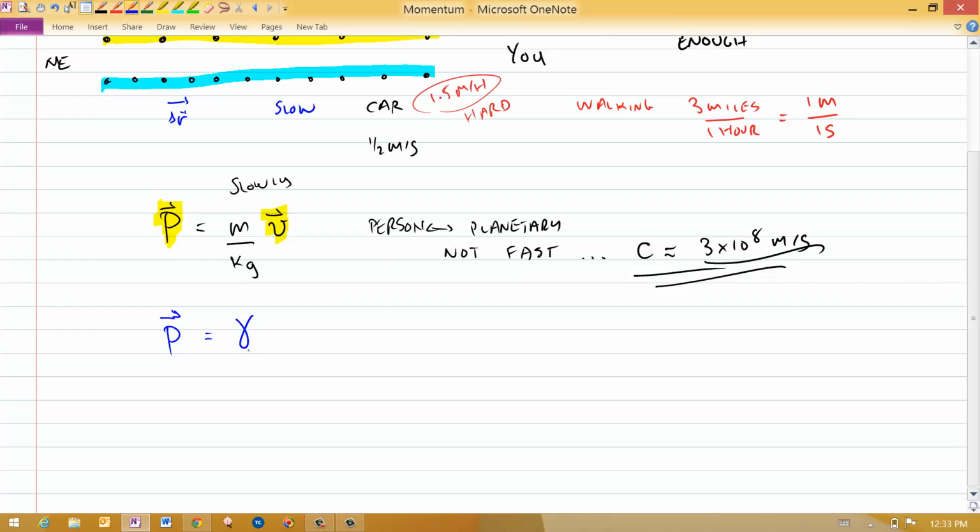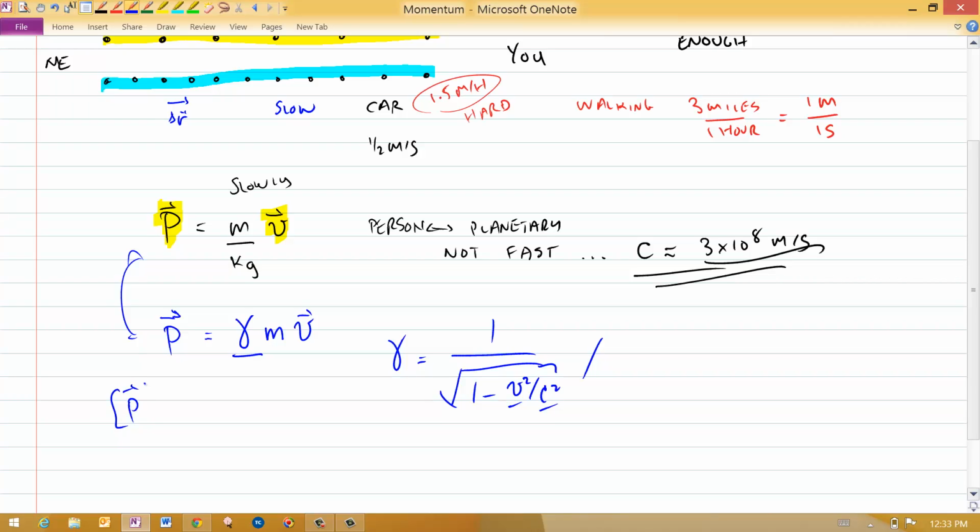There's a factor that Einstein discovered that depends on how fast the object is going, times the mass times the velocity: the so-called gamma Lorentz factor. You can calculate it. It's 1 over the square root of 1 minus v squared over c squared. So whatever the velocity of the object is, you compare it to the speed of light. Notice that this is dimensionless, has no dimensions, so the momentum always has units in either of these cases. The dimensions of the momentum are kilograms, that's for the mass, times meters per second.